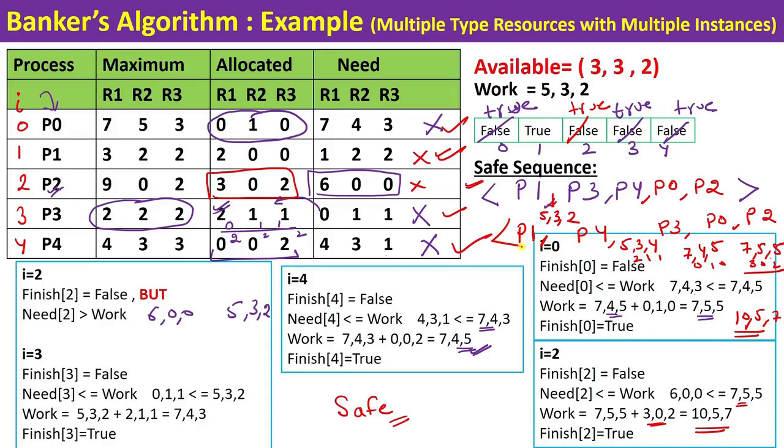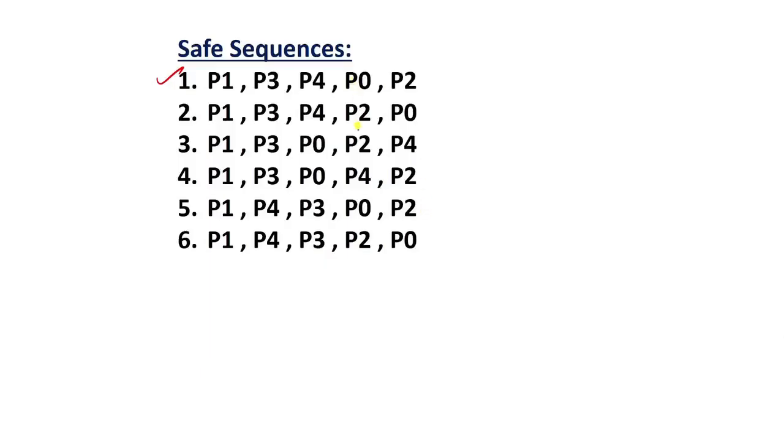Okay, so this is my another safe sequence, P1, P4, P3, P0, P2. Again, if you are able to find any safe sequence, that means your system is in safe state. In this way you can find the other safe sequences also. We have found this safe sequence and we have found this safe sequence. You can just check by yourself whether you are able to find these safe sequences or not.